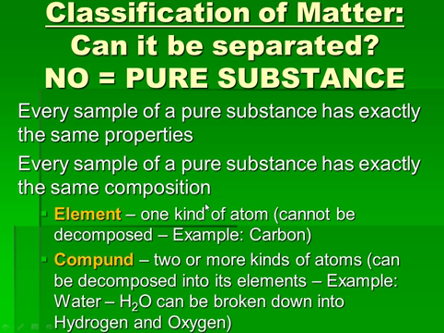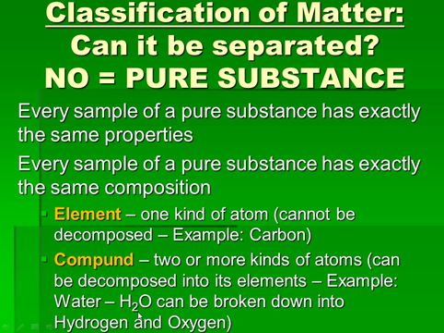Pure substances can be divided into two kinds, either elements, which is one kind of atom. It can't be decomposed. An example of that is carbon atoms. An element is just carbon atoms, nothing else in there. Or a pure substance could be a compound. So two or more kinds of atoms, and they can be decomposed into their elements. An example of that is water.